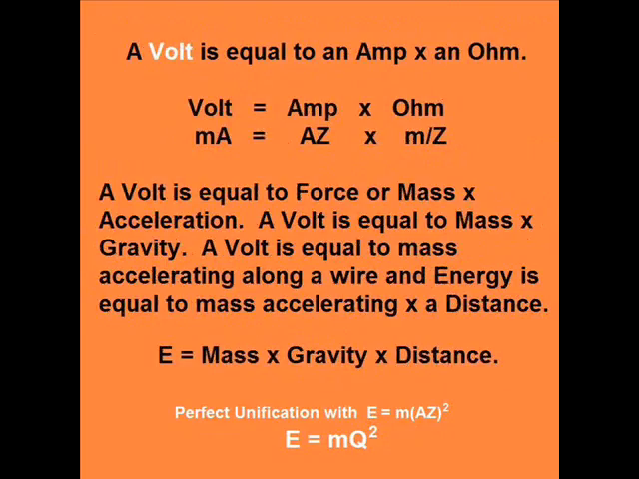A volt is equal to an amp times an ohm. ma equals az times m over z. A volt is equal to force or mass times acceleration, and a volt is equal to mass times gravity. A volt is equal to mass accelerating along a wire, and energy is equal to mass accelerating times a distance. E equals mass times gravitational expansion times distance.